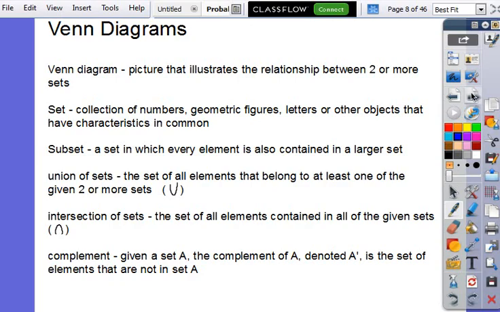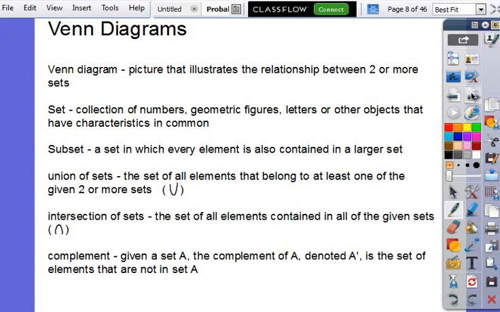Alright, Venn diagrams, definition: a picture that illustrates the relationship between two or more sets. A set is a collection of numbers, geometric figures, letters, or other objects that have characteristics in common. This will all make more sense when we have the pictures. A subset is a set in which every element is also contained in a larger one.